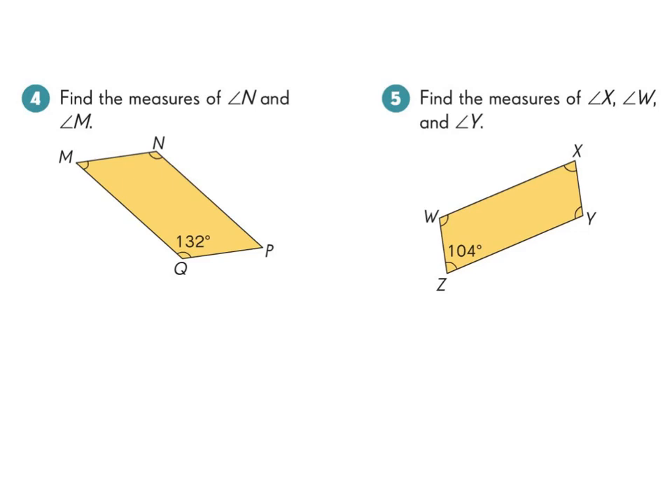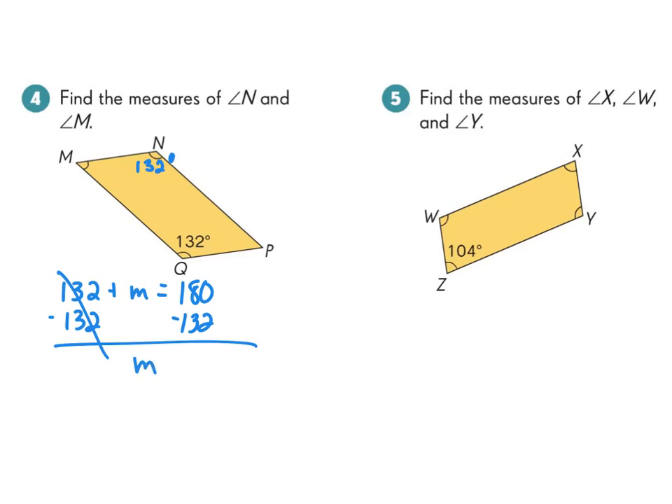Okay, again, faster now. If Q is 132 degrees, then so is angle N. And those two together with what equals 180? Subtract 132 on paper or in your head, and that should be 48. 48 degrees. Okay, and if M is 48 degrees, what is P? Also 48 degrees. And if you add all four of those numbers up, they should equal 360. If they don't, something's wrong.